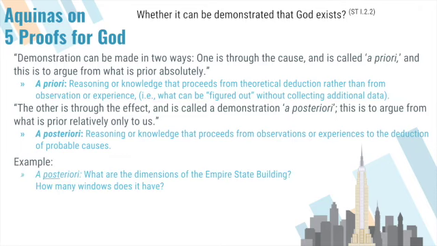Let's take, for example, the Empire State Building. In a posteriori, think post. Post means after. What are the dimensions of the Empire State Building? How many windows does it have? You have to go out and measure it. You have to count them. Or you have to go talk to somebody or look it up on a website. You need to go out and find more information. You need to observe something. You need to gain an additional experience in order to gain that information. That's posterior. That's after experience.